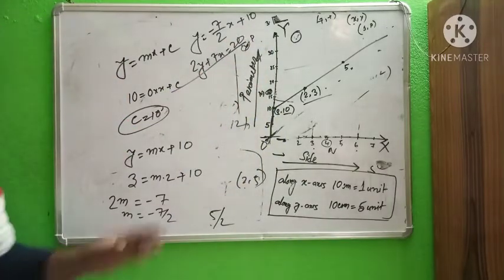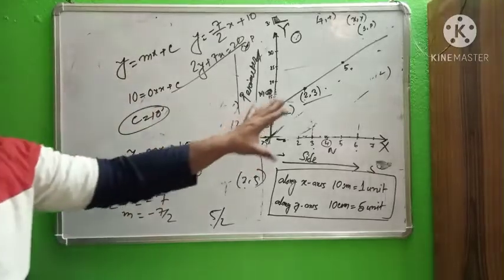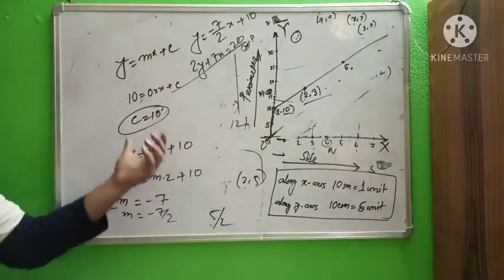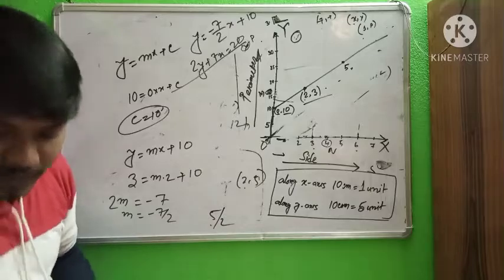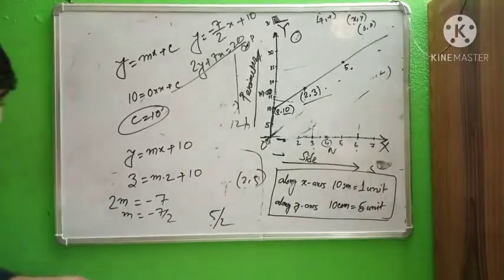So there is no need to follow these rules. If you can compare the values and understand the equation of the line, then no need to follow this process.